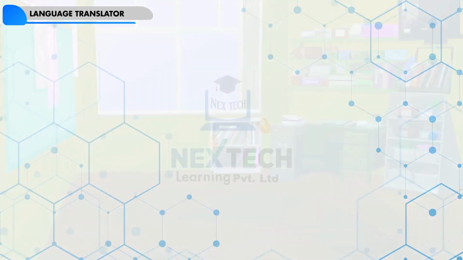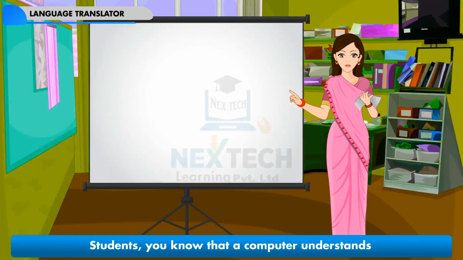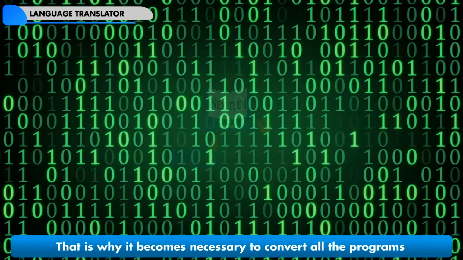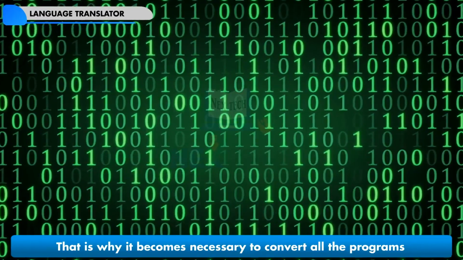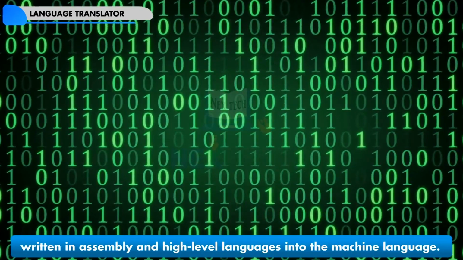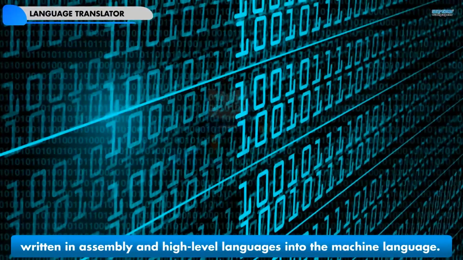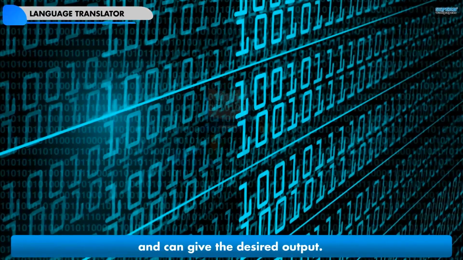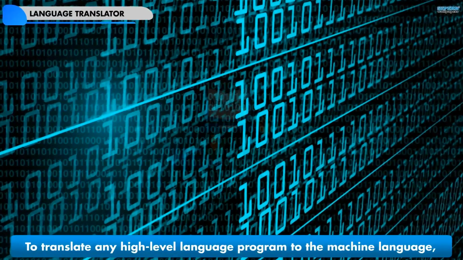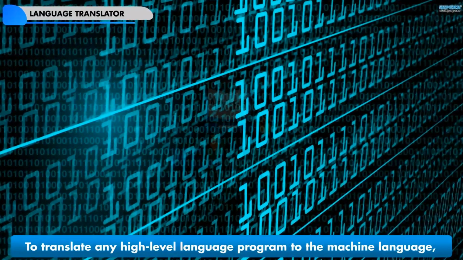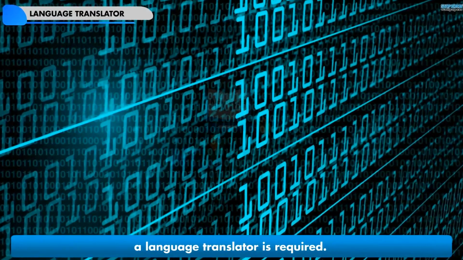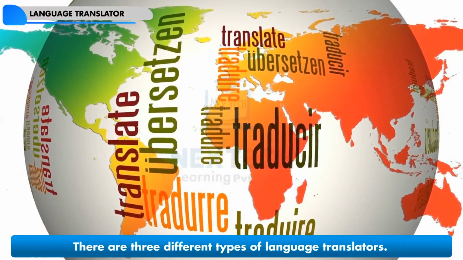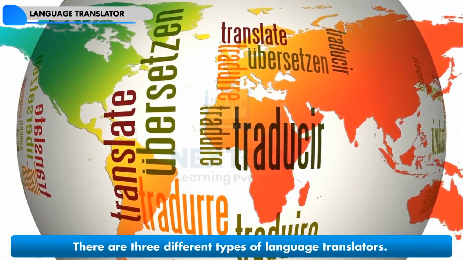Language translator. Students, you know that a computer understands only the machine language, the language of zeros and ones. That is why it becomes necessary to convert all the programs written in assembly and high-level languages into the machine language, so that a computer can understand the instructions and give the desired output. To translate any high-level language program to the machine language, a language translator is required. This software is also known as a language processor. There are three different types of language translators.